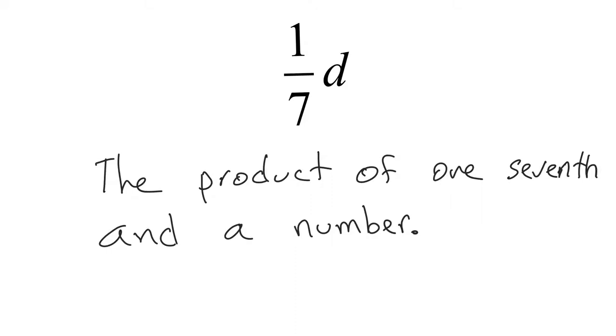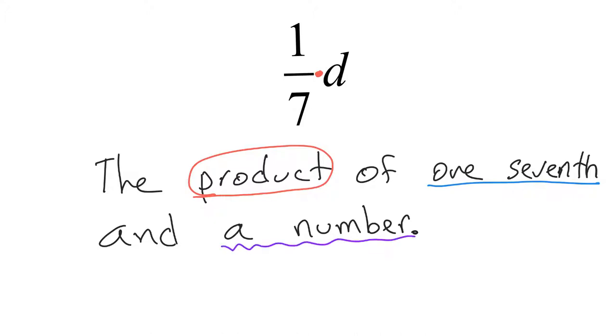And here we have a fraction 1 over 7, but we are multiplying, so notice in between the fraction and the variable we have an invisible times. There's no plus, there's no minus, so by default we are multiplying. So we have 1 over 7 times d. So the sentence that represents this expression we can use is the product, so that's times, the product of 1/7, and that's the actual fraction, 1 over 7. We say 1/7, and what are you multiplying by? A number. So a number here is your variable d. So this is an example of the sentence. There's other ways you guys can write it, but this is just one sentence that represents that expression.